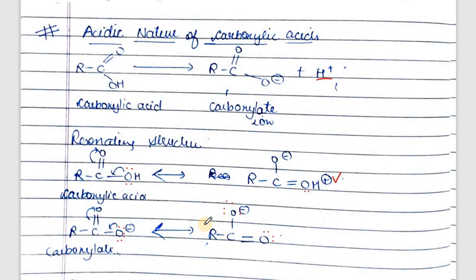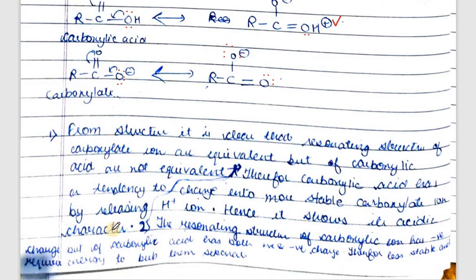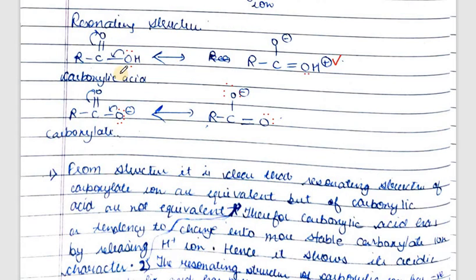This we will explain further. That is, these two structures of carboxylic acid are not equivalent, because this structure has no charge, there is no charge separation, but in this there is a positive charge and a negative charge, both charges are present, so they require energy to keep them separate. So this has a higher energy, and so it is to some extent less stable.